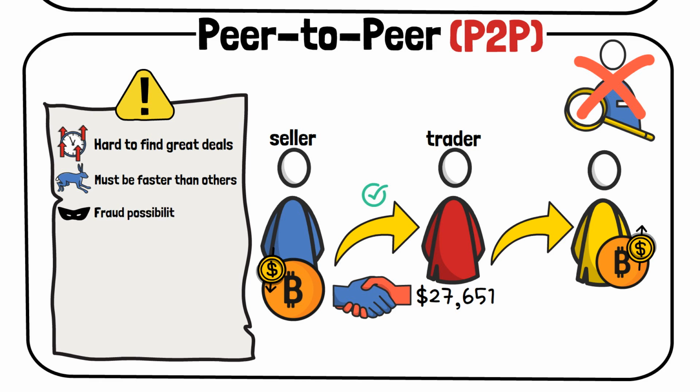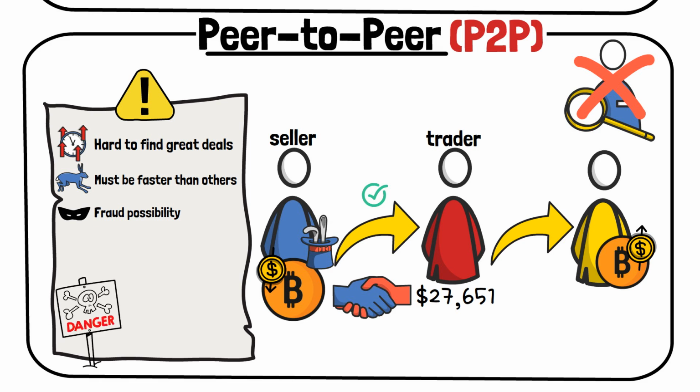The risk of fraud on P2P platforms must also be mentioned. It's a peer-to-peer kind of deal, so you never know what kinds of tricks the other party is about to pull out of their sleeve. Thus, P2P arbitrage requires extra caution.